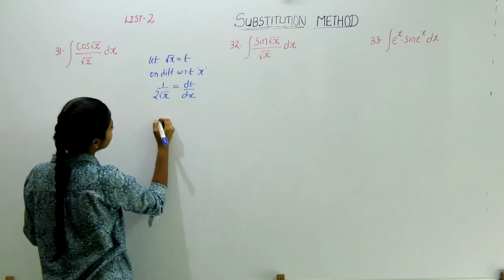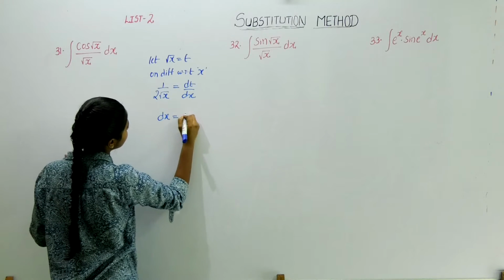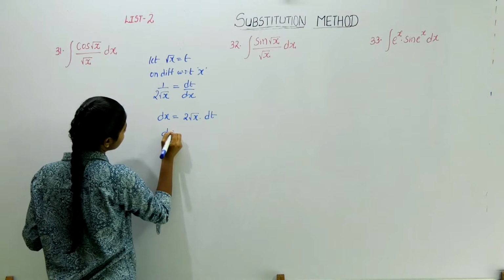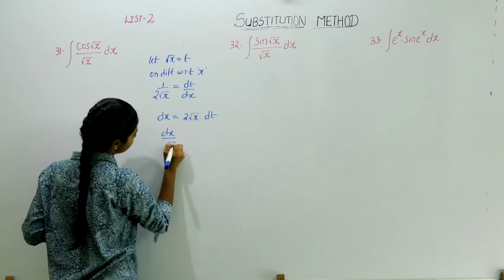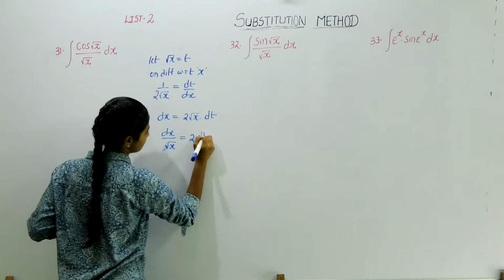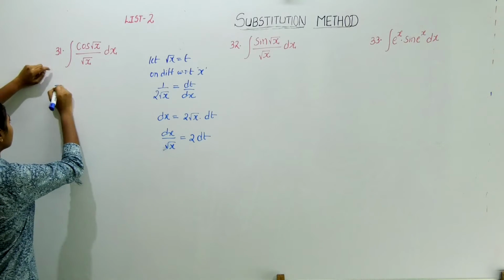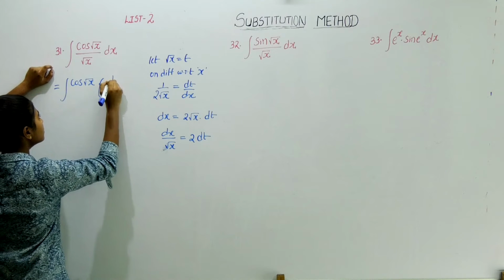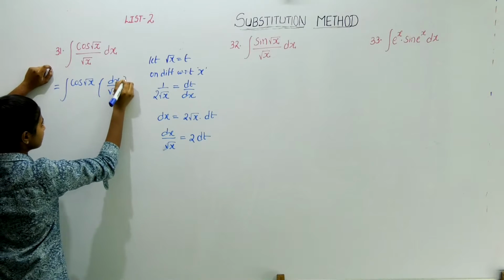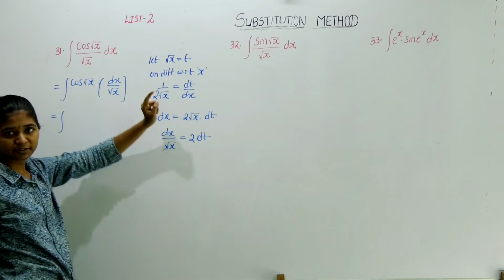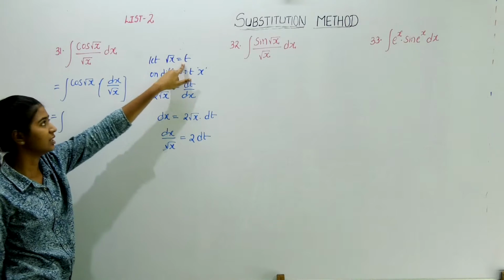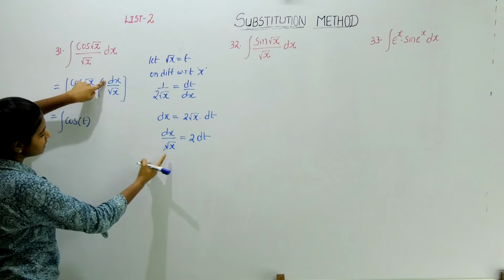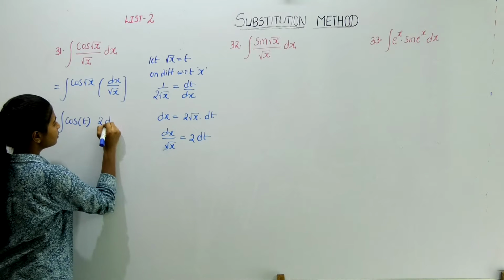Now we can write this as dx is equal to 2 root x dt, or we can write dx by root x is equal to 2 dt. We can substitute it. Now in the question we have integral cos root x into dx by root x. As per our assumption, root x equals t, so when we substitute it here we get cos t, and in the place of dx by root x we substitute 2 dt.